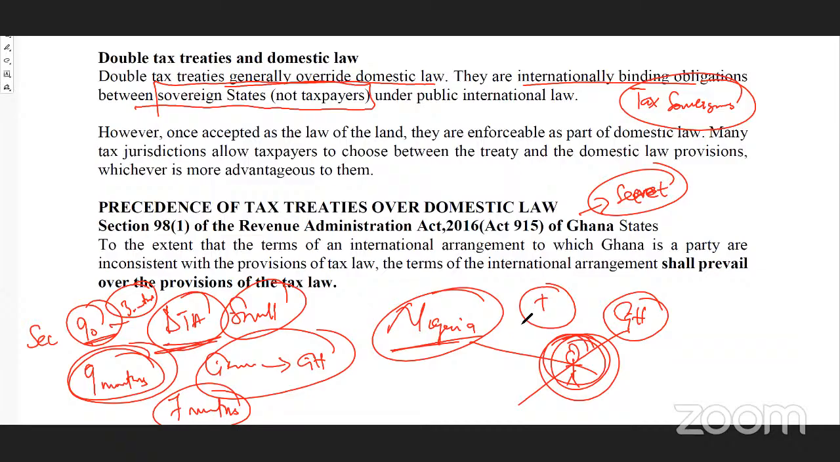The DTA shall take precedence, right? So when you are answering questions, learn to chip this in. If you chip it in, you get extra marks because you're actually telling them how it should be done.